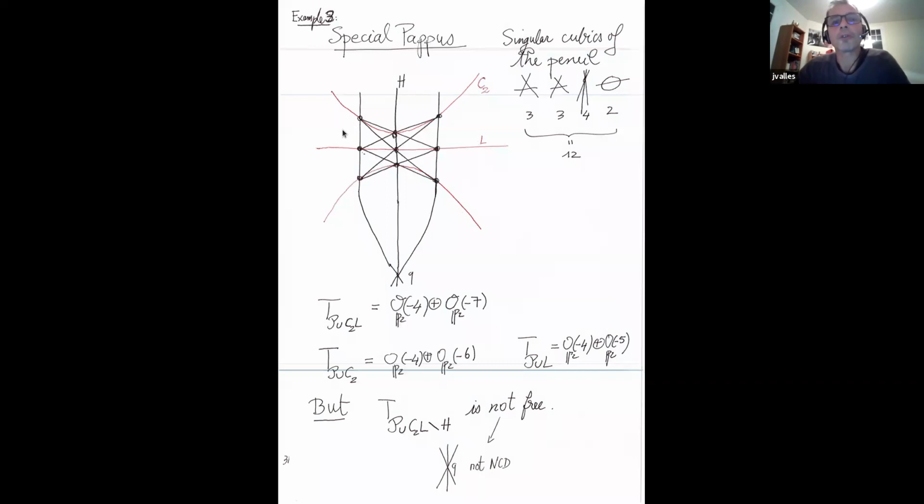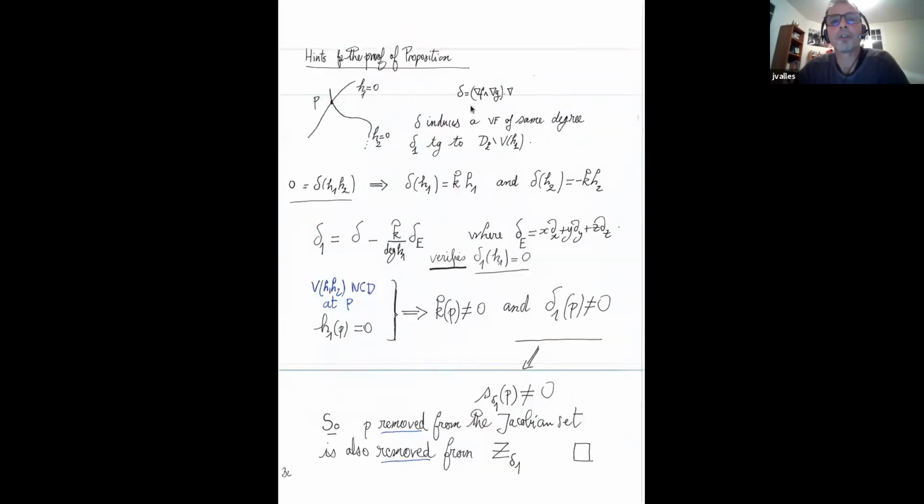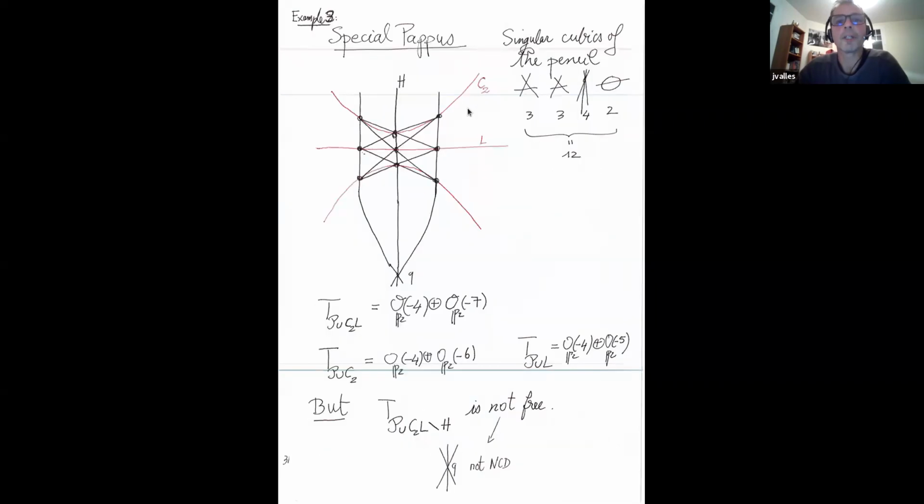And so according to the lemma before, you can remove, of course, the union of all this stuff, since they are all the singular members of the pencil, but you can remove the conic C2, or you can remove the line. Of course, the splitting will change because the degree changes, but you cannot remove the line H. If you remove the line H, it is not free because in this point, you do not have a normal crossing divisor.